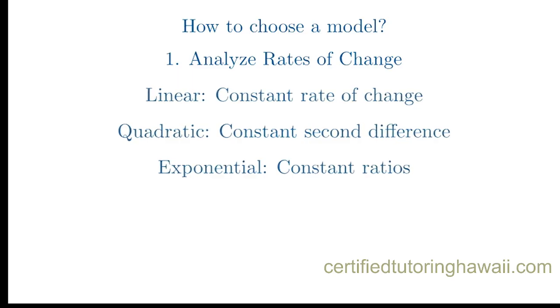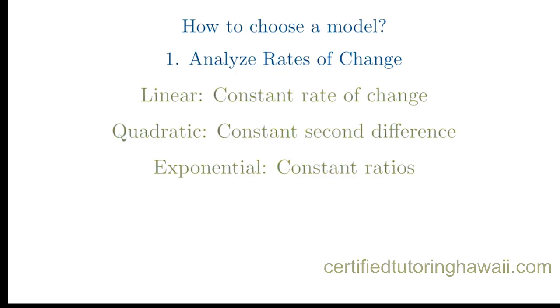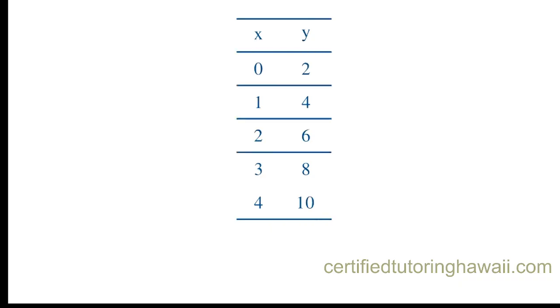So, to recap, we examine the differences to find a constant rate for linear models, second differences for quadratic models, and ratios for exponential models. Let's put this into practice with a numerical example. Consider the following data table. We have x values from 0 to 4 and corresponding y values. To determine the model, let's find the differences.